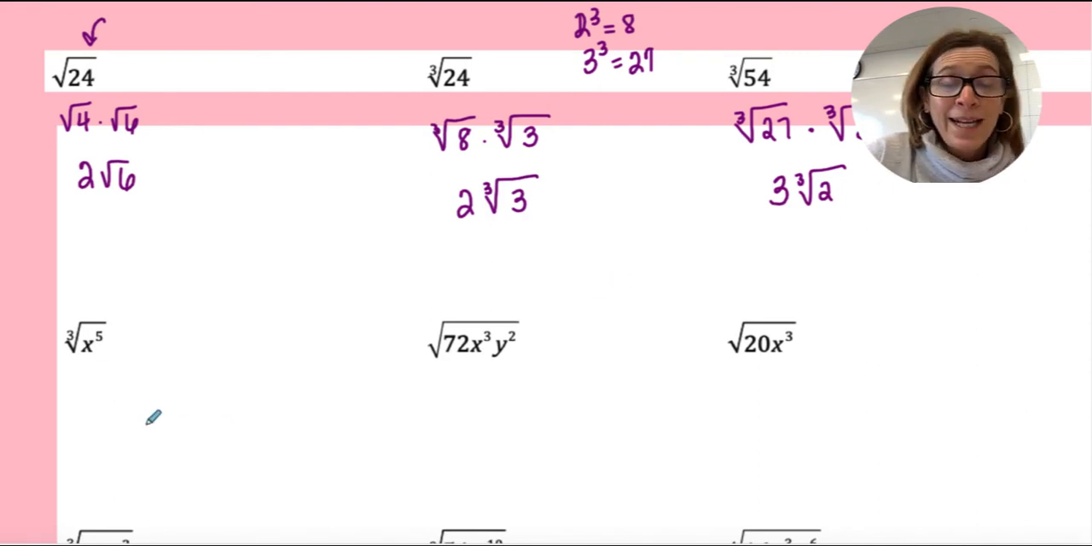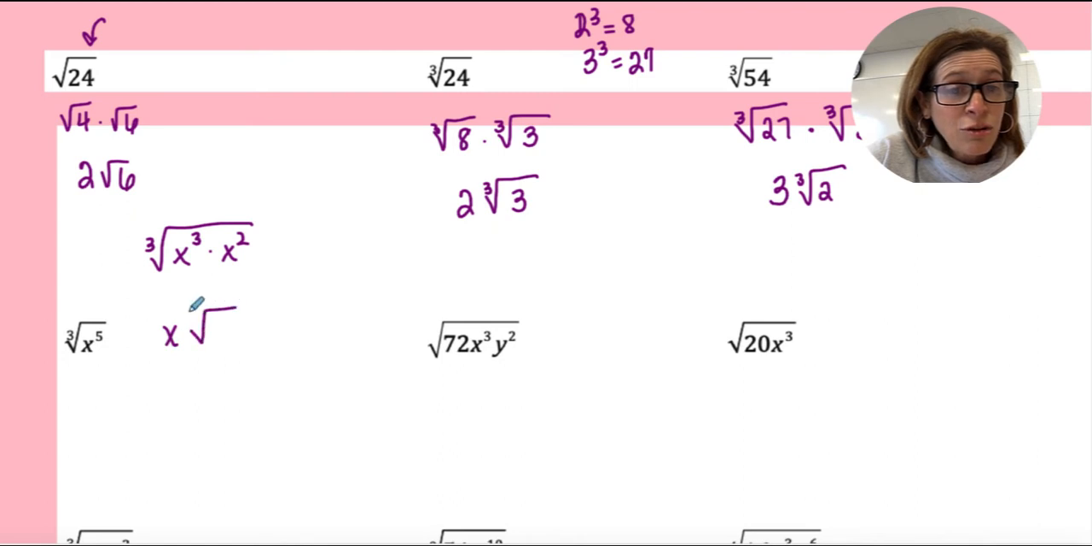All right, when I now throw in variables, I like to do it the same way. I like to think about how many groups of 3 I have here. So I'm going to do this 2 ways. If you think about it like this, that's what you have. You have the cubed root of x cubed times x squared, because we know power times the power, we add the exponents. So this would actually be x cubed root of x squared.